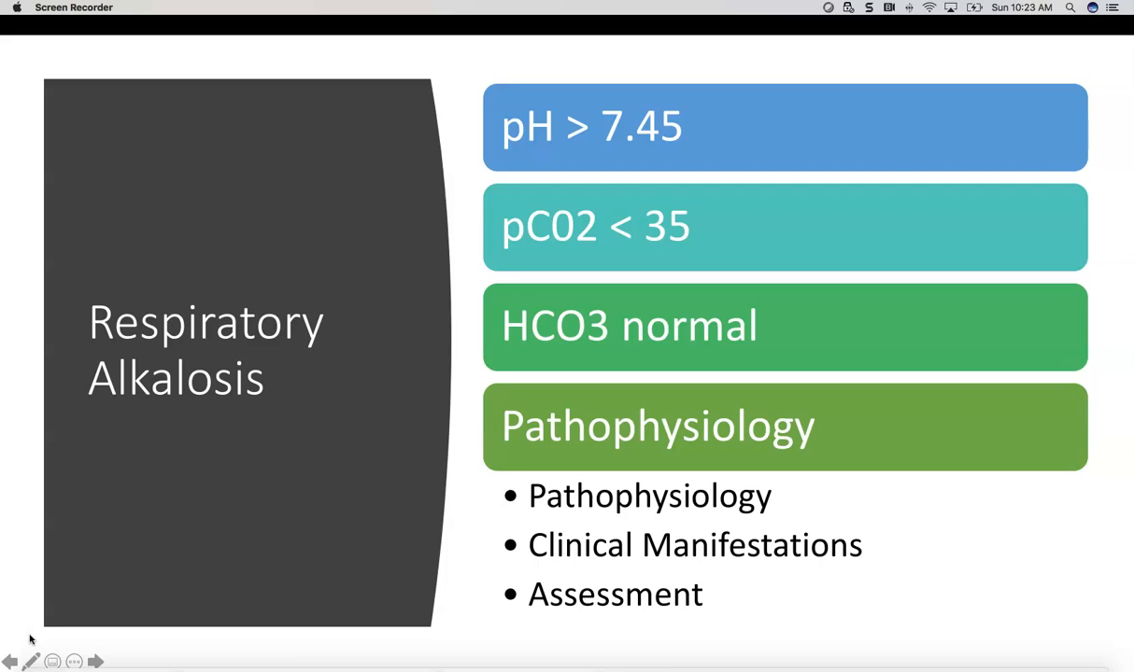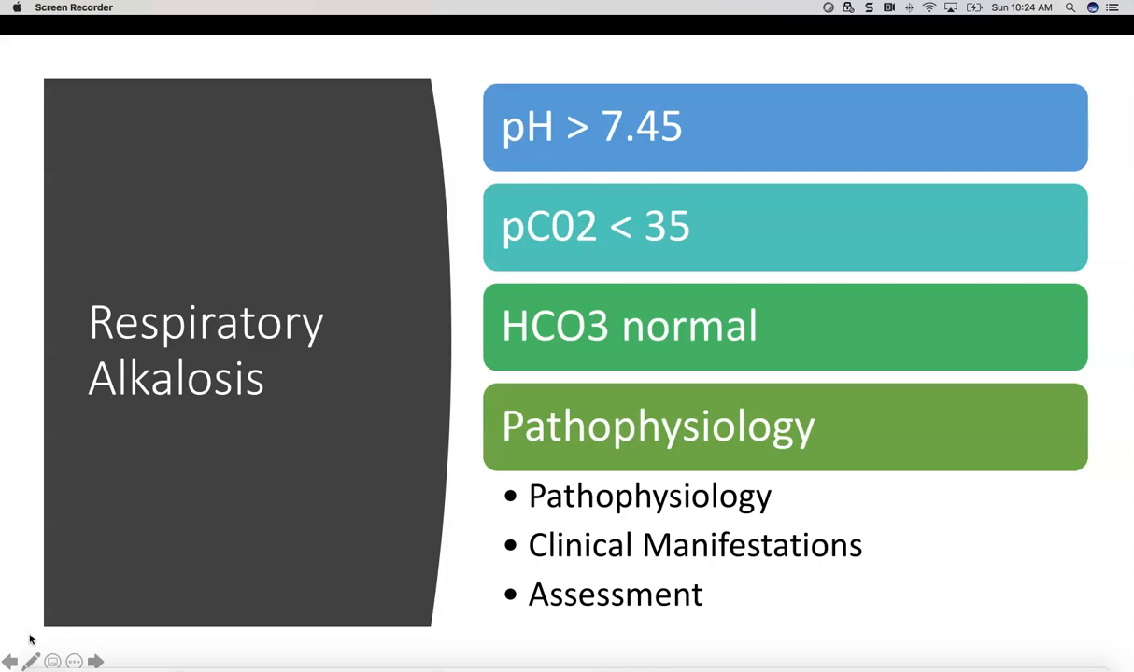Sometimes we see this as a result of inappropriate vent settings. So when someone's on a ventilator, sometimes when we do the initial settings, we'll check our ABGs regularly to make sure, but this can be an alteration that occurs just because of the vent settings. So they may need to have a rate or volume change in order to correct this.